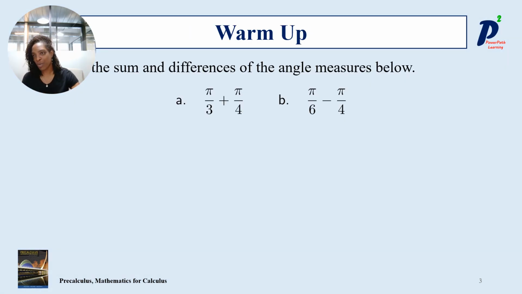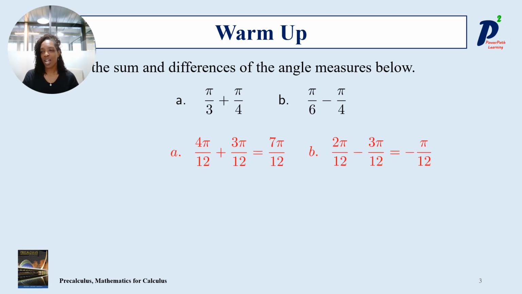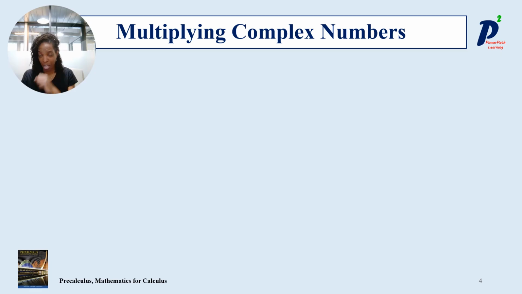Let's do some fraction arithmetic with radians to get us warmed up. Find the sums and differences in the angle measures below. Pause the video and restart when you're ready. I'm going to show my answers in 3, 2, 1, go. Okay, remember this is just a matter of finding a least common denominator. Don't let that pi scare you.